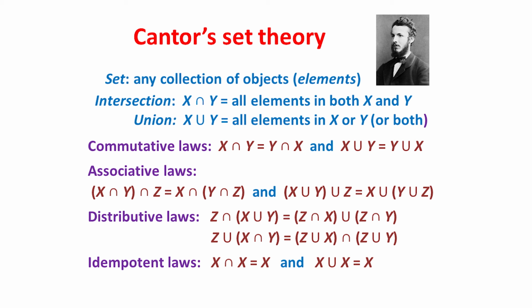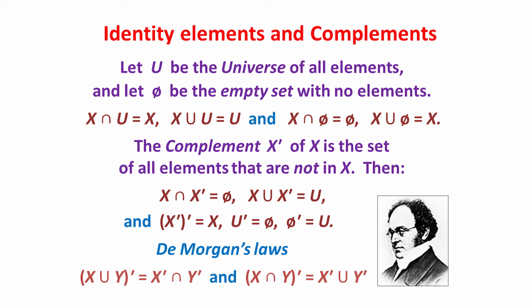The set of all elements in both x and x is exactly x. And the set of all elements in x or x is again x. We also have identity elements and complements. Let U, the universe, be the set of all elements we're considering. And let the symbol shown here be the empty set containing no elements. Then the set of all elements in both X and the universe is just X. And the set of all elements in X or the universe is the whole of U, with similar rules for the empty set.